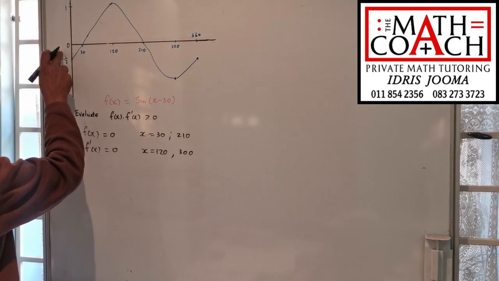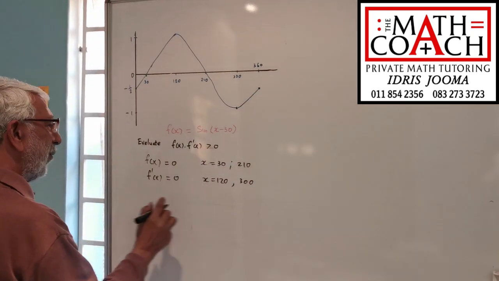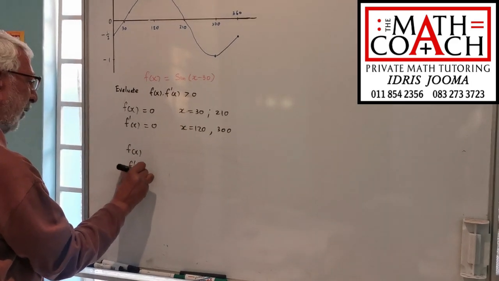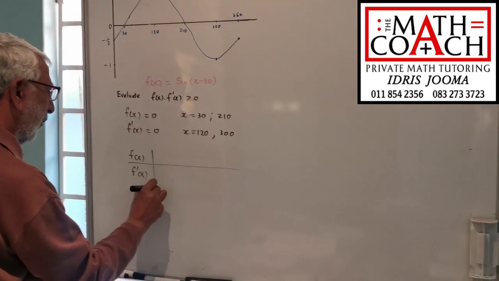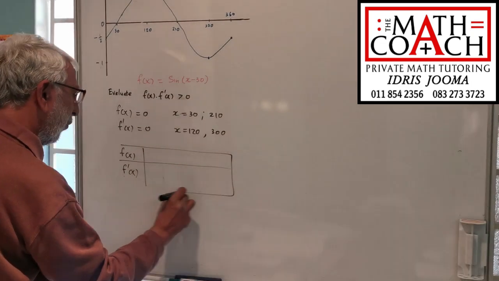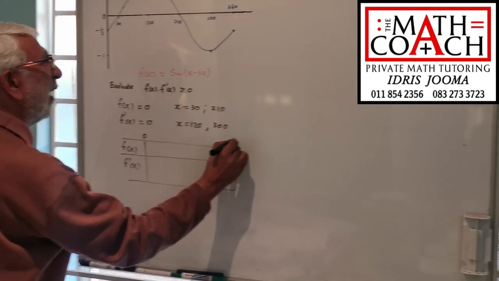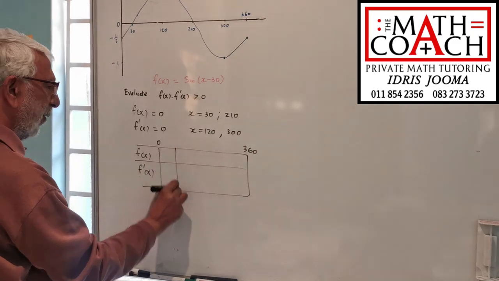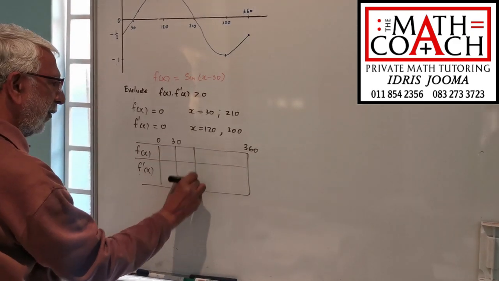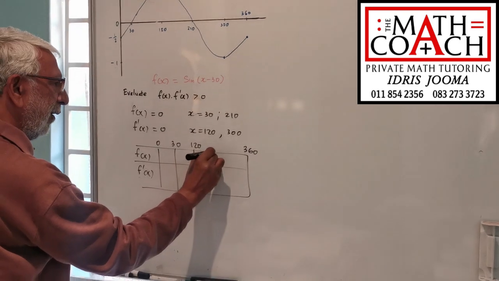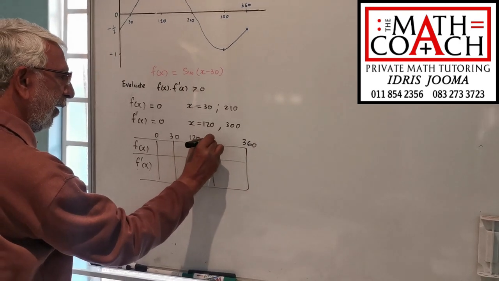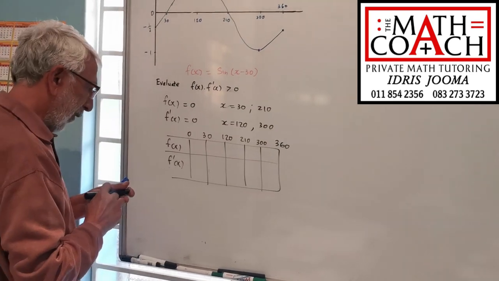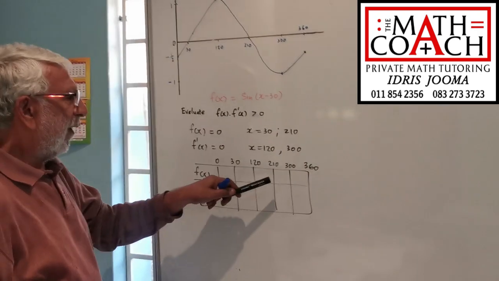Now we use the endpoints, including these points, to set up a table which would help us figure out this answer, right? So the endpoints will be 0 and 360, right? And from smallest to highest, this will be 30, this will be 120, this will be 210, and 300. I'll just squeeze them in here, right? Now, to fill in this part is easy.